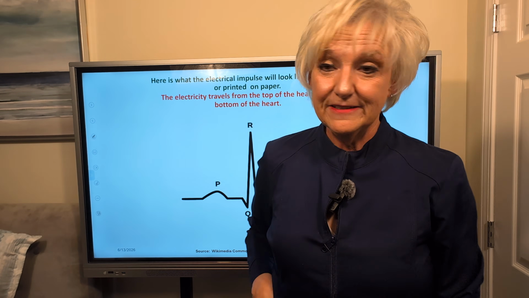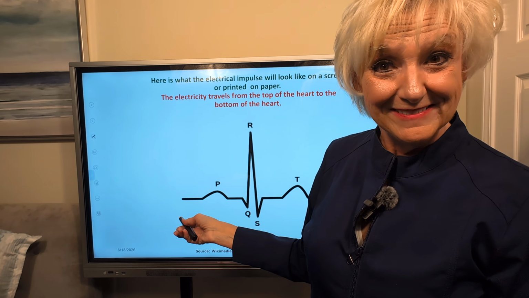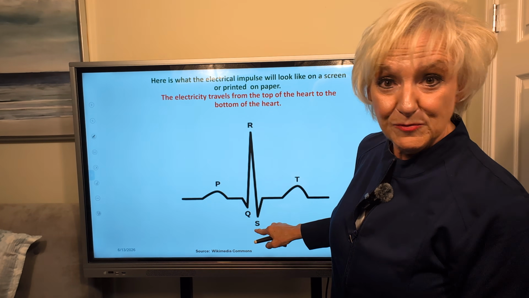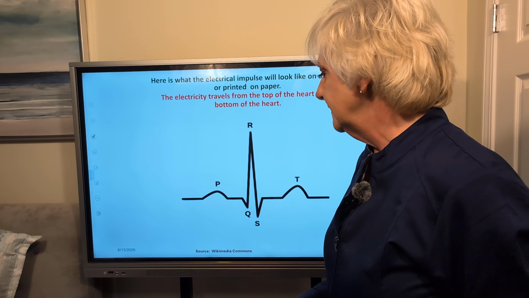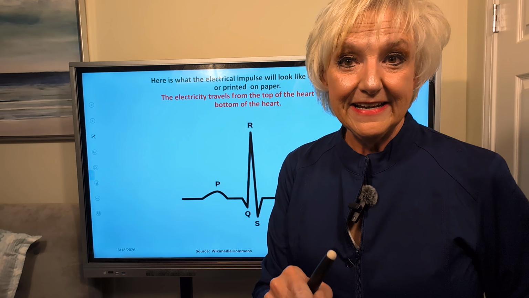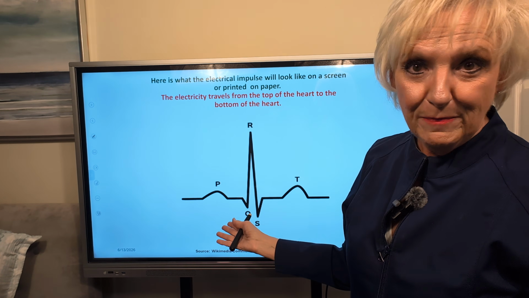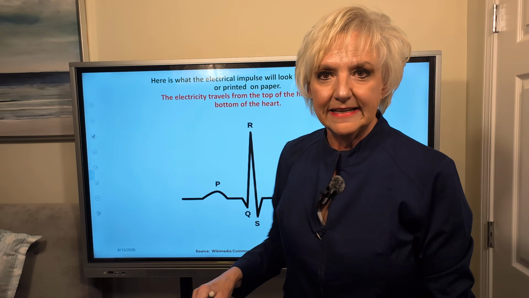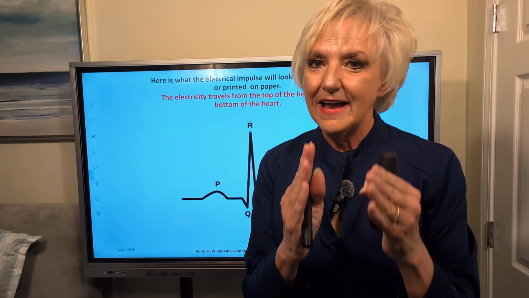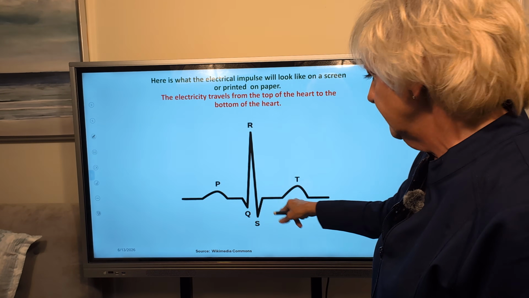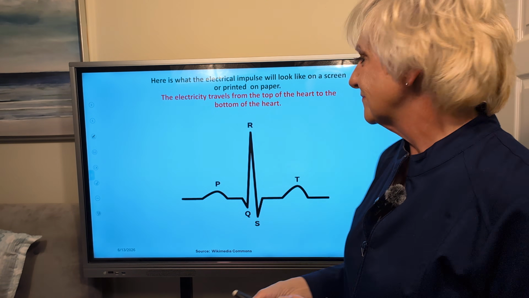Here's what electrical activity is going to look like printed out on paper. And as you can see, we got a hump there, a tall spiky thing, and another hump. And that's what that electricity, as it's traveling down that pathway, is going to look like on paper. And when you see that, and it looks a certain way, you're going to have a normal rhythm from the top of the heart to the bottom of the heart.